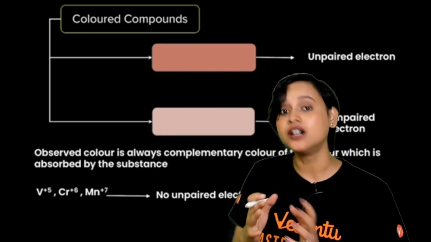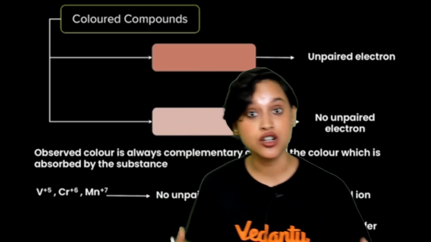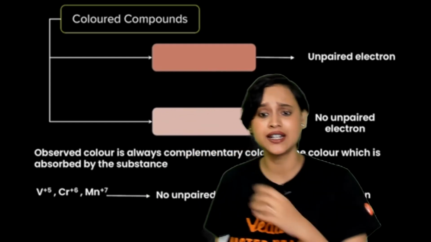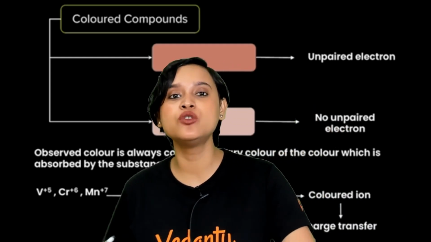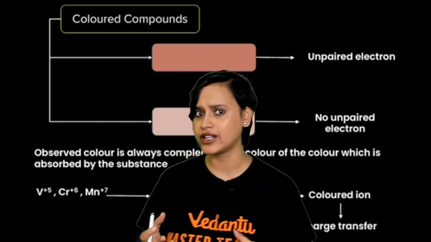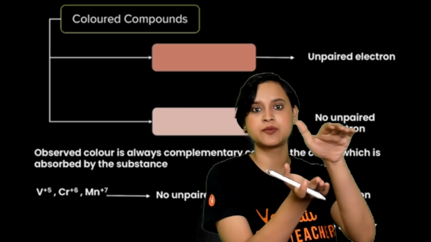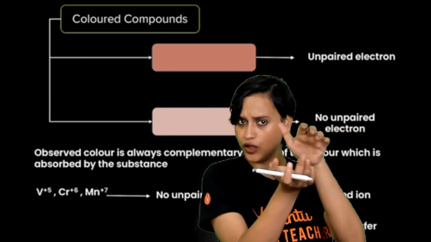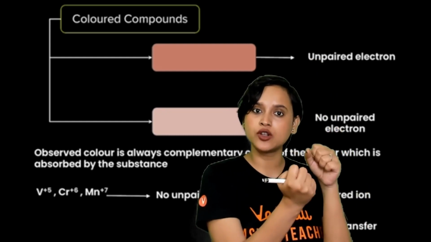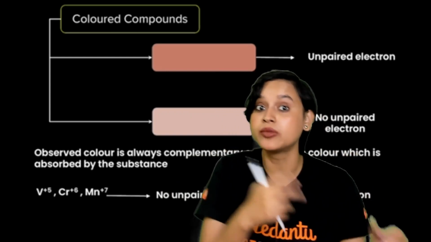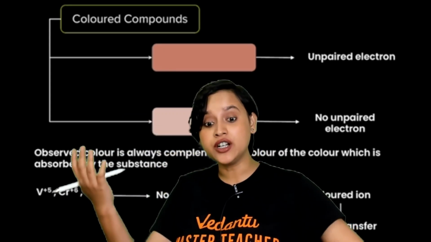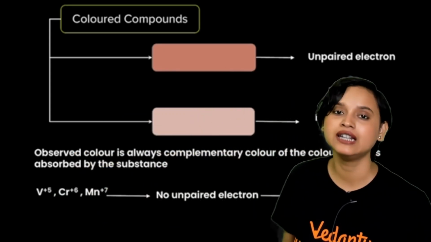Now the color they show also depends on the nature of the ligand. These are all things we have studied in coordination compounds, so I'm just giving you a quick recap. If the ligand was a weak field ligand, the splitting was less and the color was of lower energy. If the ligand was a strong field ligand, the splitting was more, so shorter wavelengths, which have higher energy, were absorbed. It also depends on the geometry of the complex and the presence of unpaired electrons.